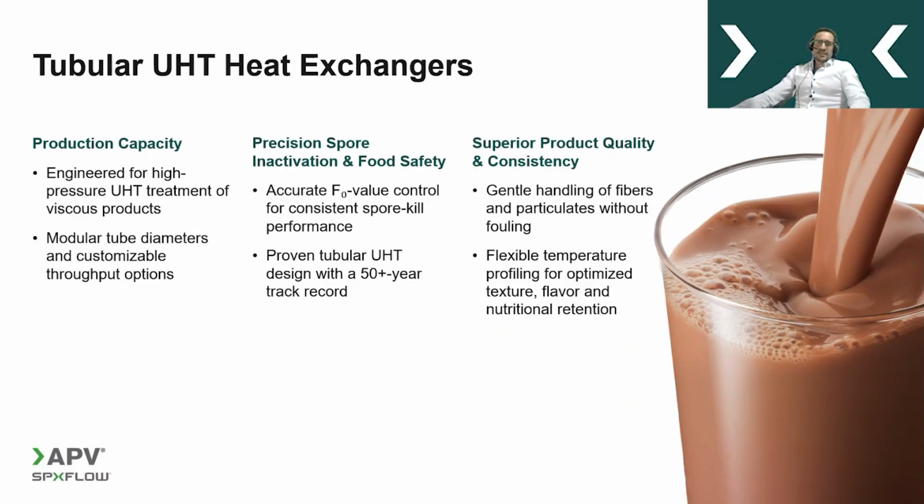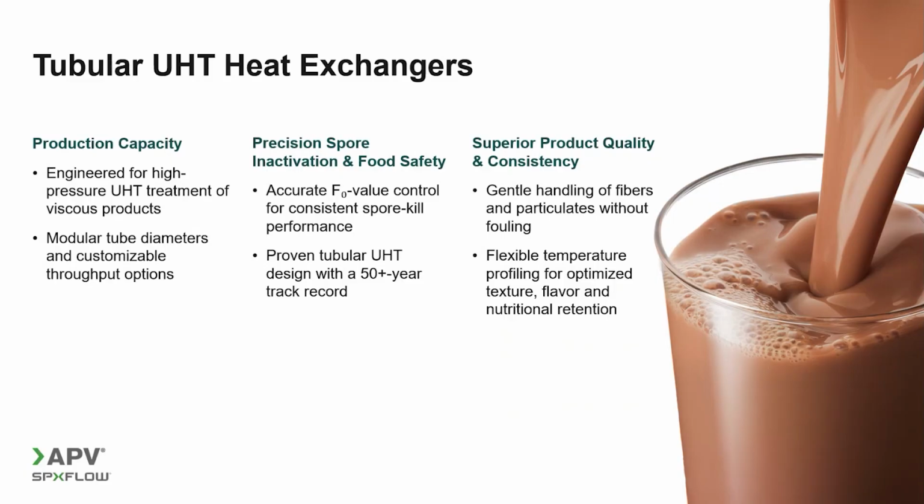In terms of food safety, we offer precise F0 value control for effective spore kill, and that is actually based on proven design experience that we have from the last 50, 60 years of success selling tubular UHT installations. And then product quality, obviously the system would allow for a gentle treatment of products containing fibers and particles, which is obviously where the tubular technology is the best solution.